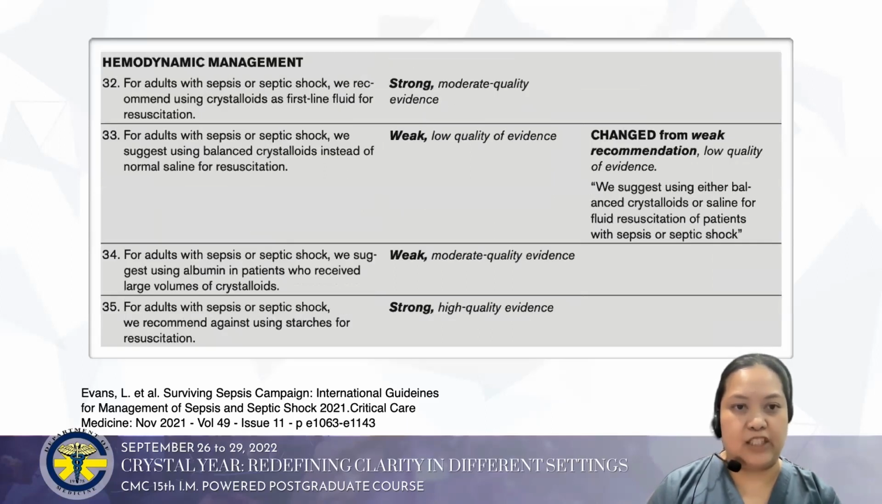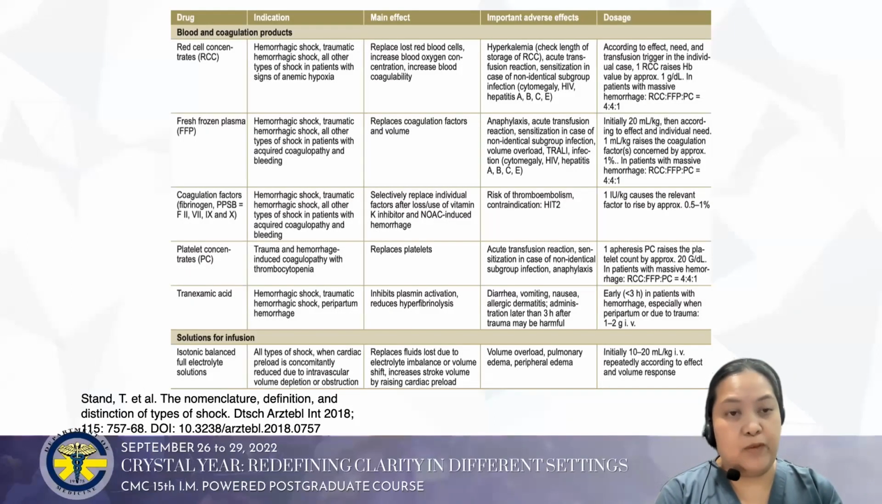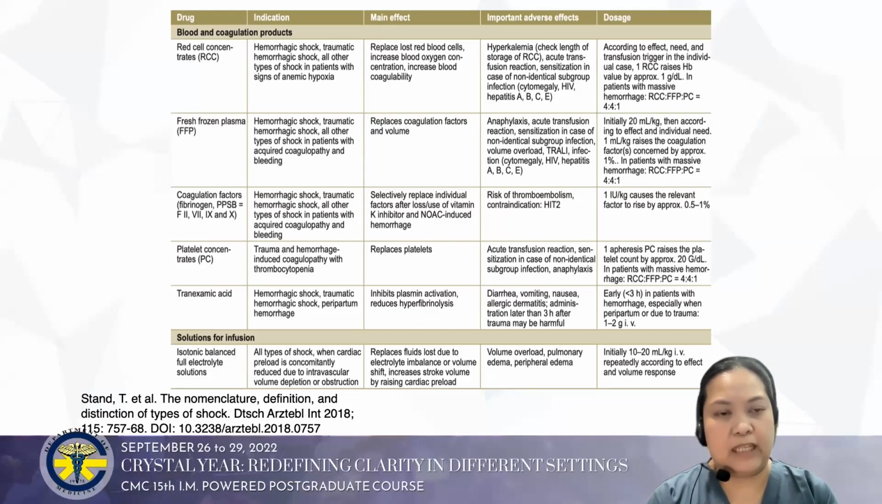In terms of hemodynamic management, they recommend the use of crystalloids, of balanced crystalloids. You may give albumin in patients who might need excessive volumes of crystalloid, but they recommend against the use of starches. In terms of hypovolemic shock, particularly those who suffer from hemorrhagic shock, of course, transfusion of blood and other blood products might be indicated. So it may range from packed red blood cells, fresh frozen plasma, even the need for coagulation factors, platelet concentrates, and maybe you can even give doses of tranexamic acid to prevent further bleeding.